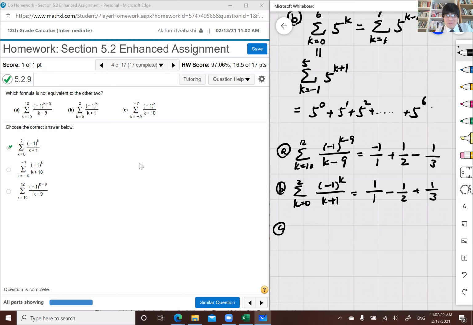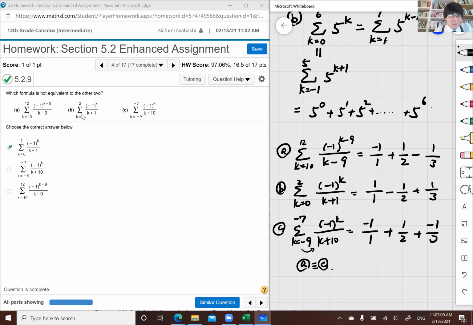So let's see what choice C is. It's starting from k equal to negative 9 through negative 7. When k is negative 9, it's going to be 1 on the bottom, and the top, because it's an odd power, negative 1 raised to the odd power is going to be negative 1. The next item, you plug in negative 8, and because it's an even power, it's going to be positive 1. And the third one is going to be negative 1/3. So A and C are equivalent and B is not. So the choice is B, which is the top one in this case.